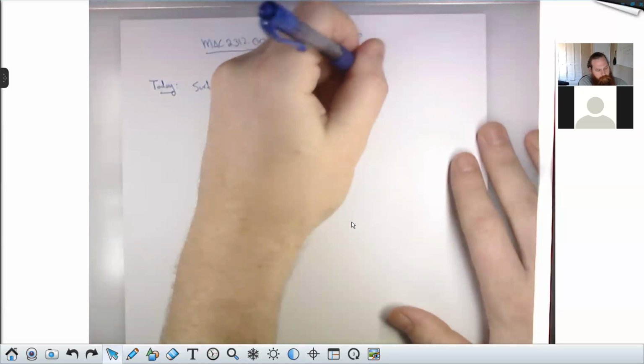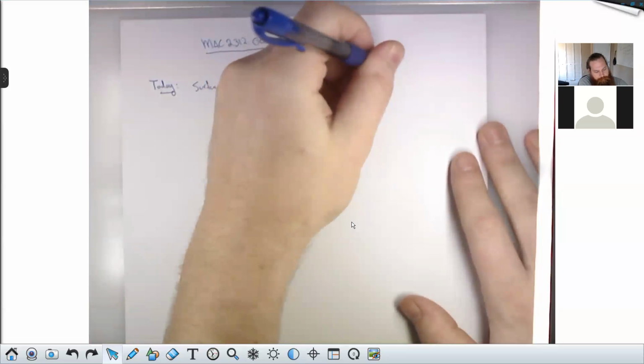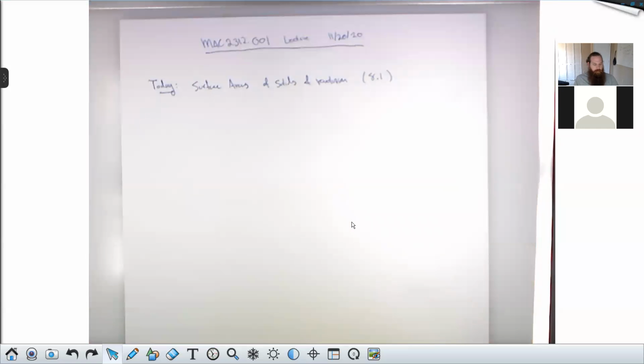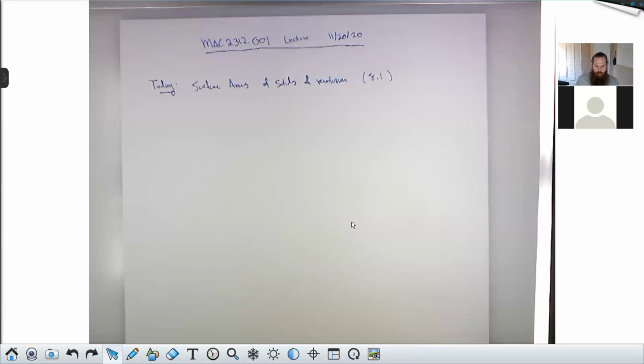So we're going to look at solids of revolution and see how to calculate their surface areas. And this is thankfully pretty intuitive, but the calculations can be a little bit difficult. And they do involve something similar to the arc length calculations. So let's take a look.